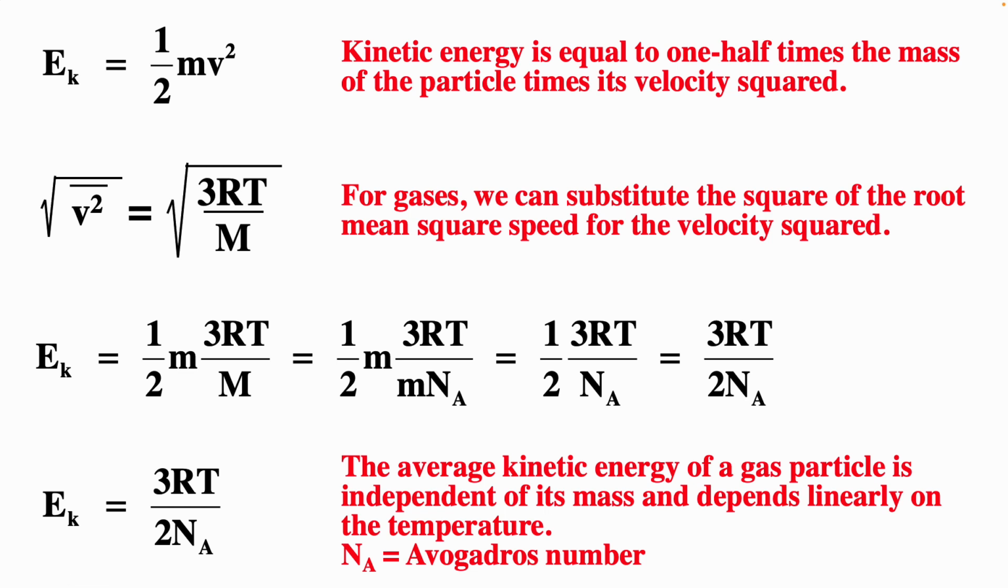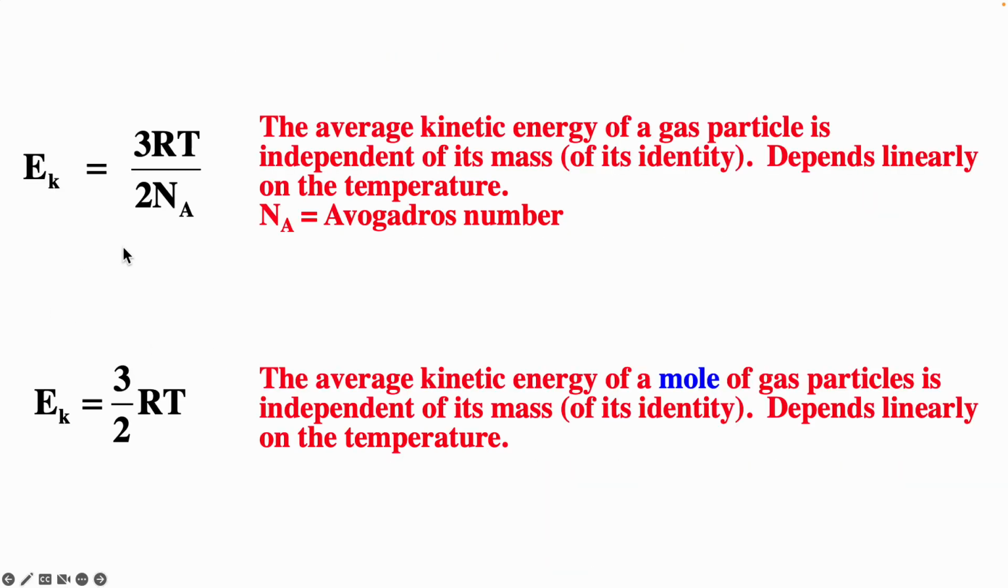And so it's kind of interesting. What that shows you is that the kinetic energy depends only on temperature. Now we calculated the kinetic energy for a single particle, and then if we want to do it per mole, we'd multiply by Avogadro's number. And so for a single particle, this is the average kinetic energy, and it depends linearly on temperature. Multiplying by Avogadro's number, we get the average kinetic energy for a mole of gas particles, and it also depends linearly on temperature.